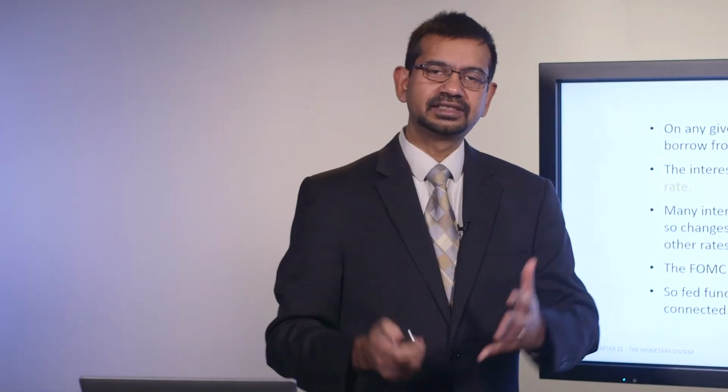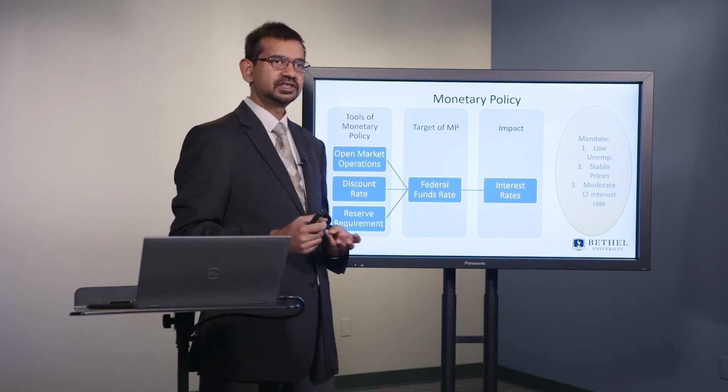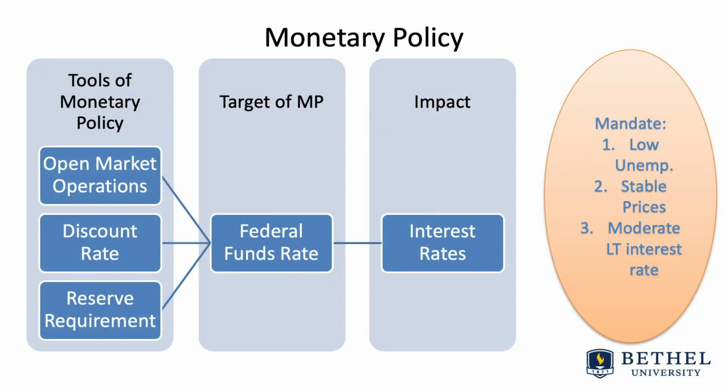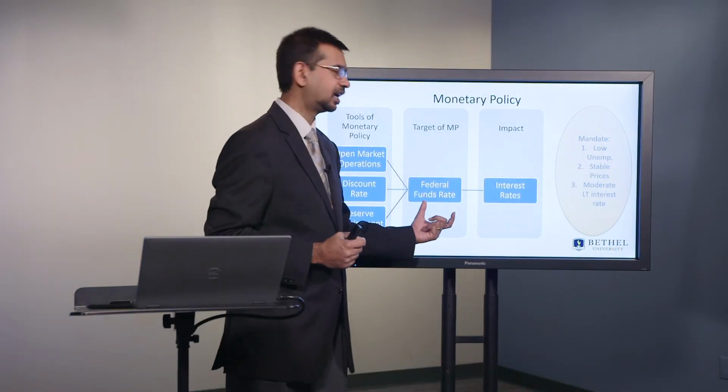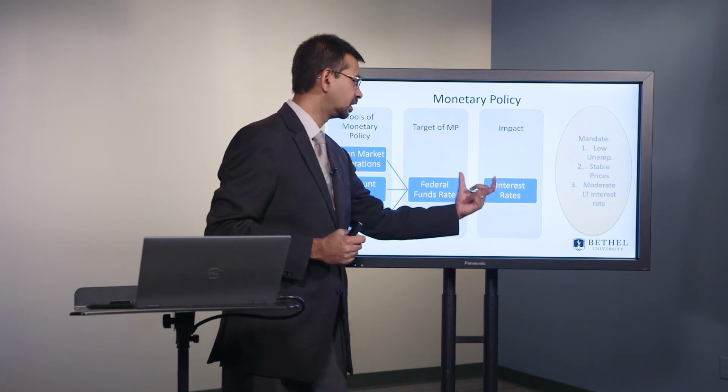So let's summarize this in a schematic. What we see is that the Fed uses three tools: open market operations, discount rate, and the reserve requirement. Of these three, the tool of choice is the open market operations. All these three tools are targeting the rate that commercial banks charge each other, and that rate is called the federal funds rate. In the US economy, it is this interest rate that pins down all other interest rates.